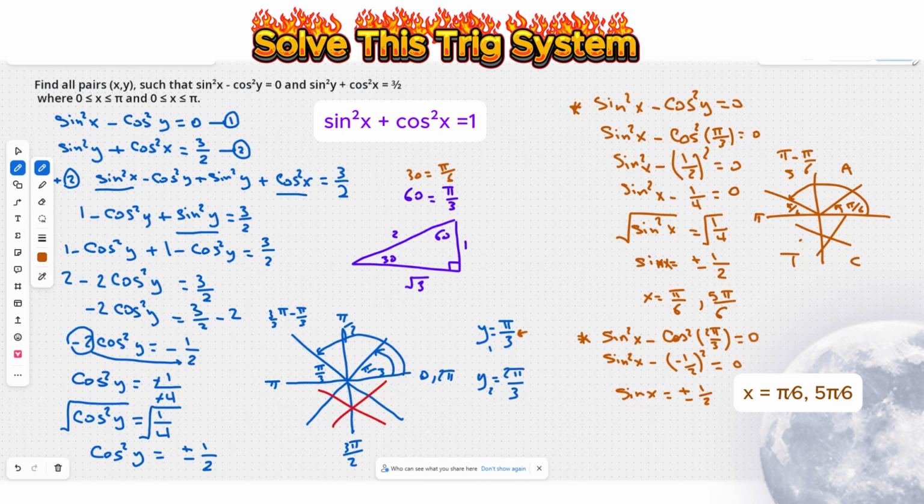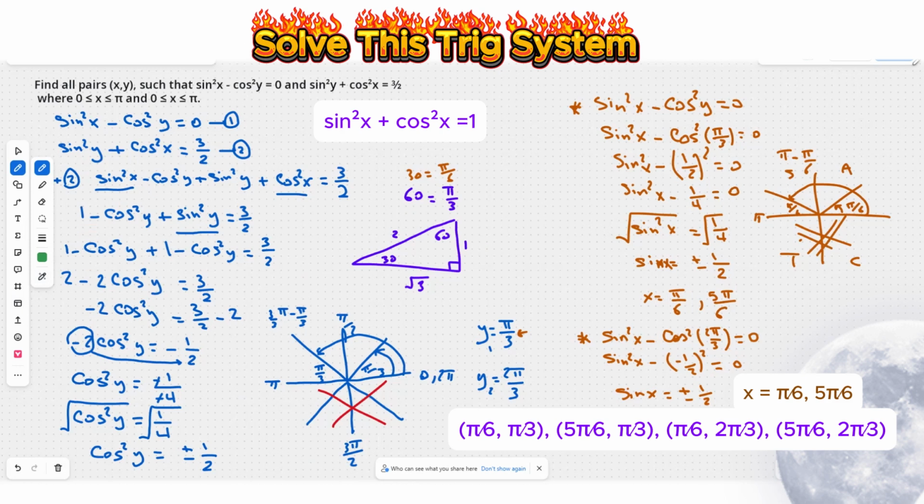As we said, we know the sign is negative in the third and the fourth quadrant, but we cannot use them. And therefore, the pi over 3 and the 2 pi over 3 would give me the same x values. And therefore, now my final answer, my solutions are: pi over 6 and pi over 3, 5 pi over 6 and pi over 3, pi over 6 and 2 pi over 3, and 5 pi over 6 and 2 pi over 3. And that's, of course, from here and here and using this.